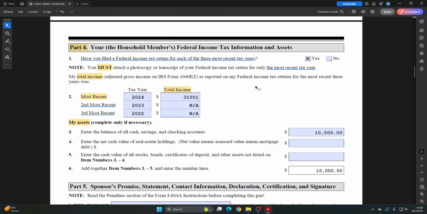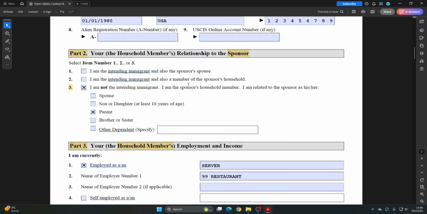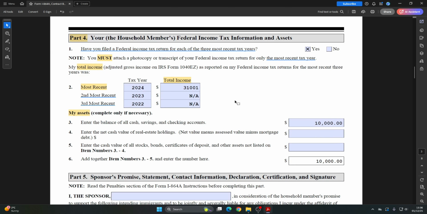If you are the kind of household member that files taxes jointly with the sponsor, say you are the sponsor's spouse, and the sponsor fills out the affidavit of support, they will write the tax return information exactly as it appears in their tax returns. But because you file those taxes jointly, those amounts will basically be replicated in your form as well because you file your taxes as married jointly.